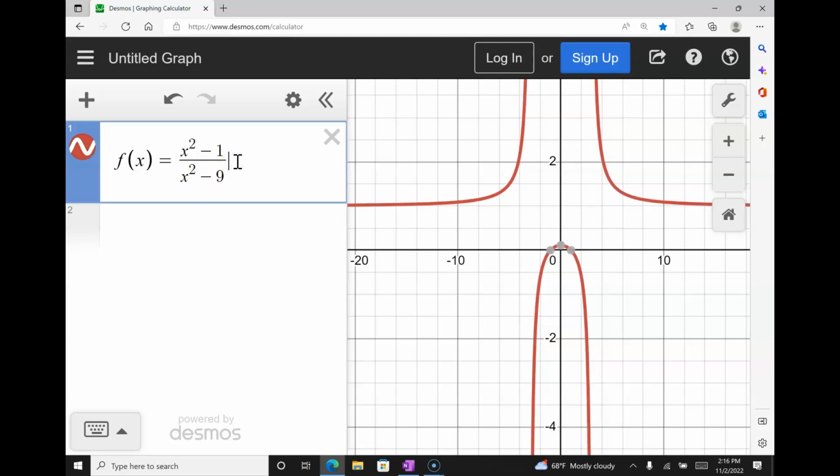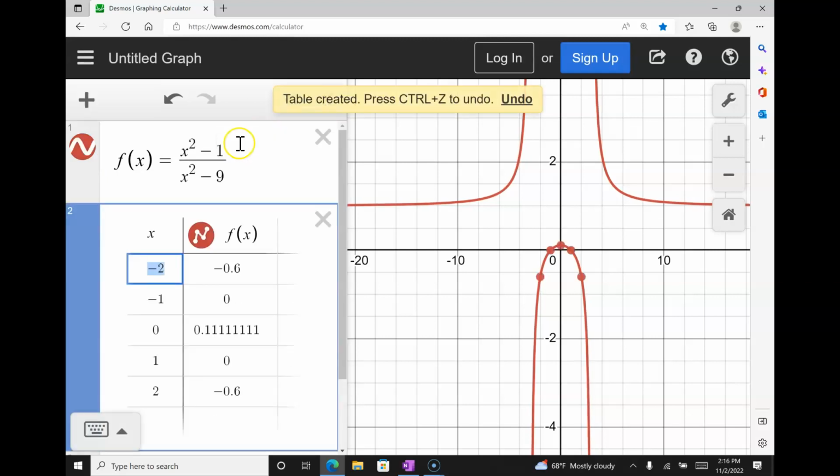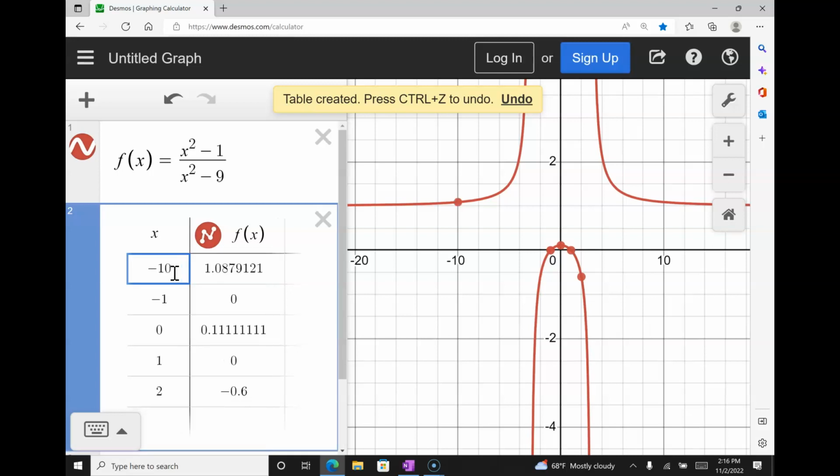Yeah, so watch what I do here. I go to the gear box, I go to table, and let me plug in -10. When I plug in -10, do you see the point it created? Is that above or below the x-axis? It's above. It's positive. When I plug in -1, it hits 0.